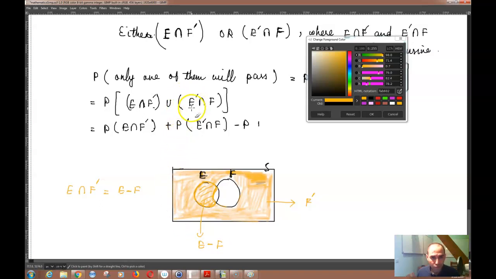Now, E prime, which is not E, would be this whole set S except for E, right? And F would be this whole part over here. So the intersection of E prime with F would be this part over here, which is F minus E. Now the union of these two would simply be the union of them.